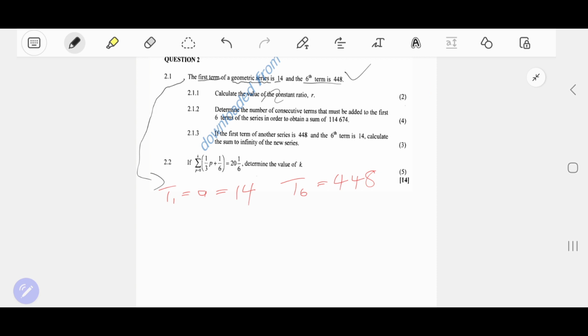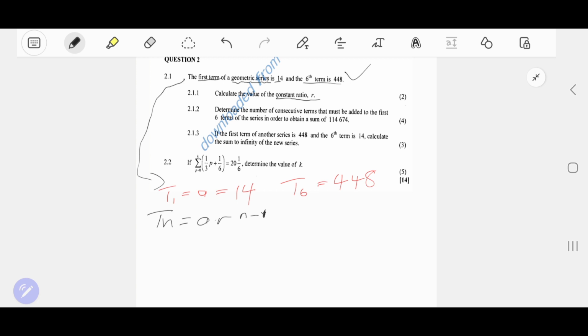The question says that we must calculate the constant ratio. Remember, we need at least 3 terms to be able to find our constant ratio, but in this case we're given only this information. But don't panic, people. You know that your general formula is Tn equals a times r to the power of n minus 1. This is our general term.